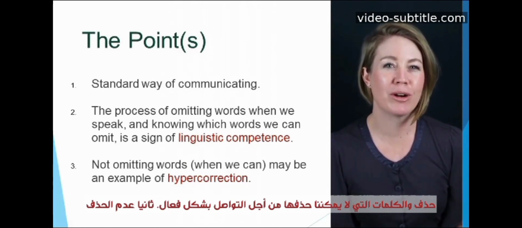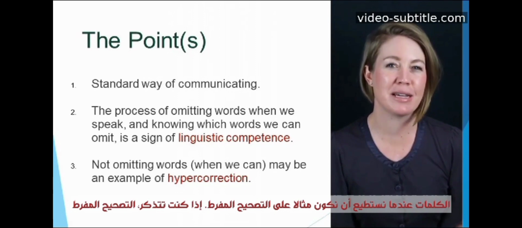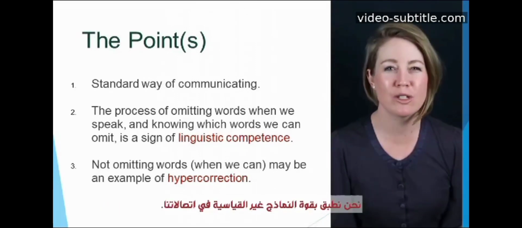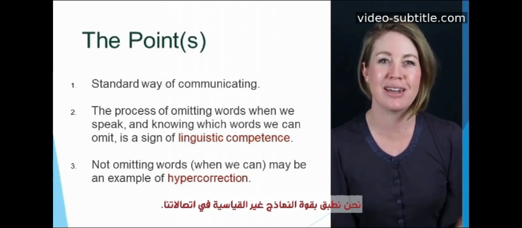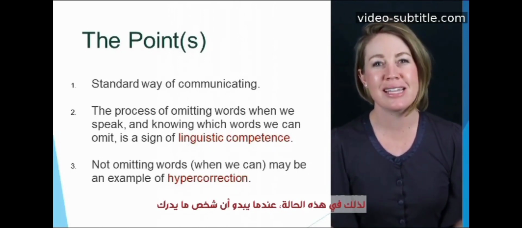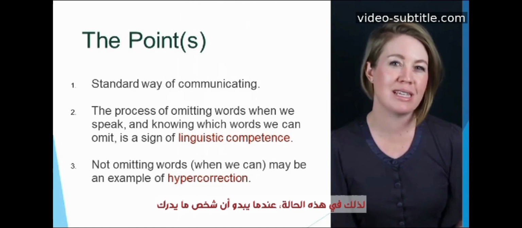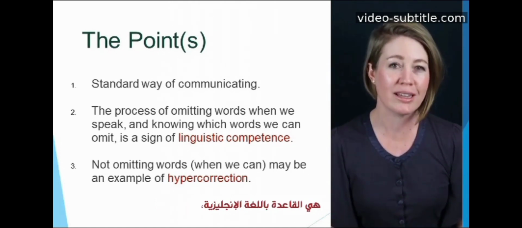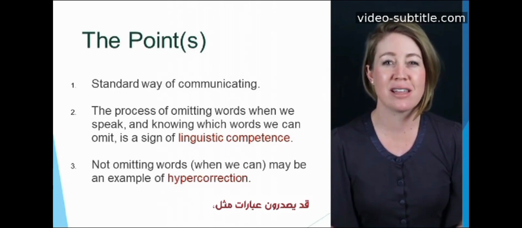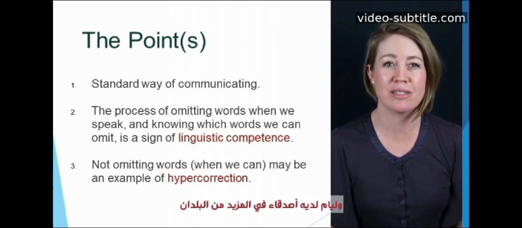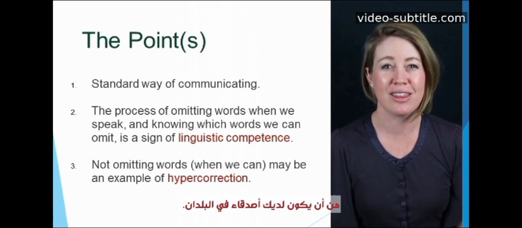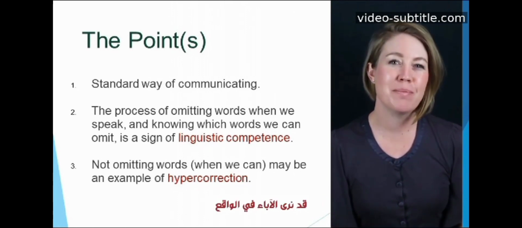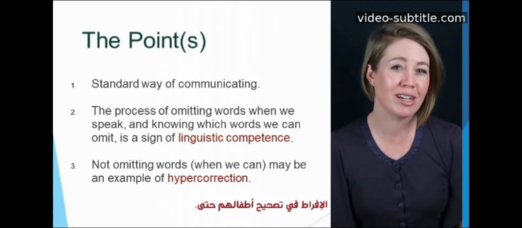Secondly, not omitting words when we can may be an example of hypercorrection. If you recall, hypercorrection can be when we forcefully apply non-standard forms in our communication. So in this case, when someone seems to perceive that saying everything and not omitting anything is the rule in English, they may produce utterances like, William has friends in more countries than you have friends in countries. They're hypercorrecting. We may see parents actually hypercorrecting their children even.